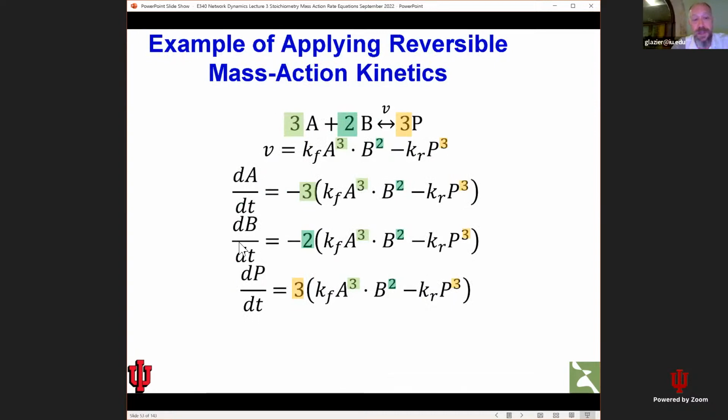So let's just do an example. I have 2A plus 3A plus 2B goes to 3P. So the forward rate is kf A cubed times B squared. The backward rate is minus kr P cubed. The net stoichiometric coefficient for A is -3. So I multiply that rate by -3 to get the rate of change of A. The same rate applies for B. I have -2 for B. For P, I'm creating 3, so I have +3.